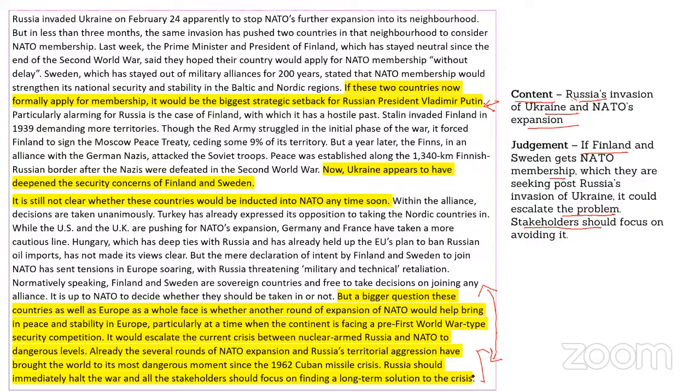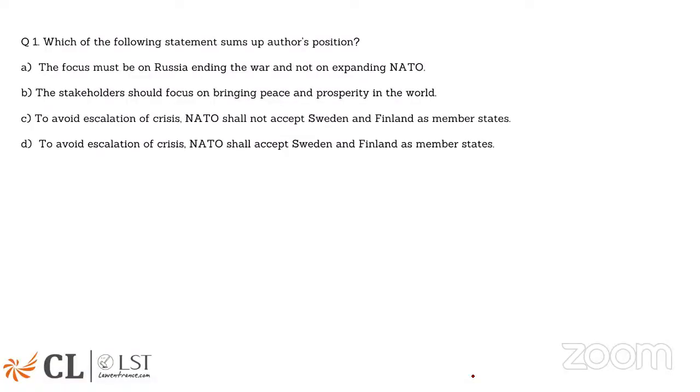So this is what the passage is all about. It is about Russia's invasion of Ukraine, and Russia was hoping that it would prevent NATO's further expansion. On the contrary, two more countries are seeking membership of NATO, and if they are given membership, then it can escalate the problem. And the author is saying that stakeholders should avoid escalation of the problem, right? So give me the answer. I am only giving you one question for each paragraph. Which of the following statements sums up the author's position?